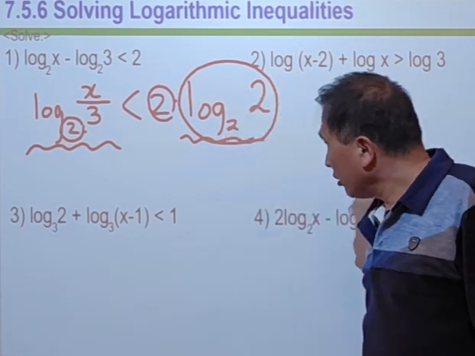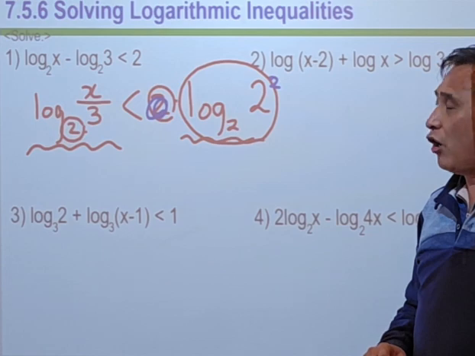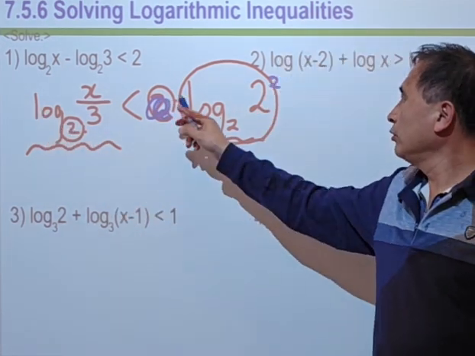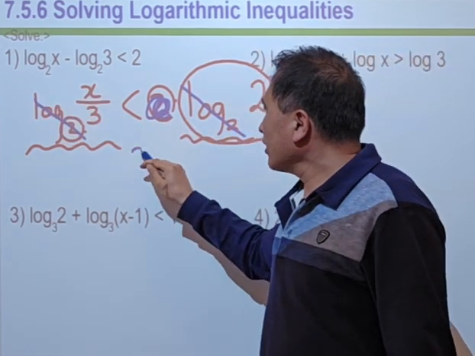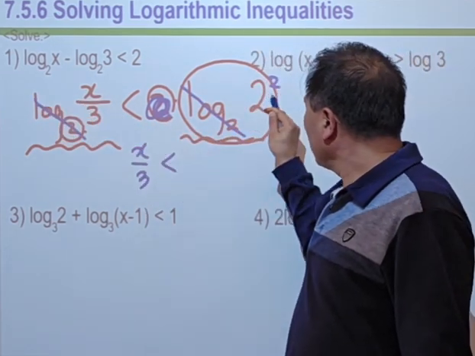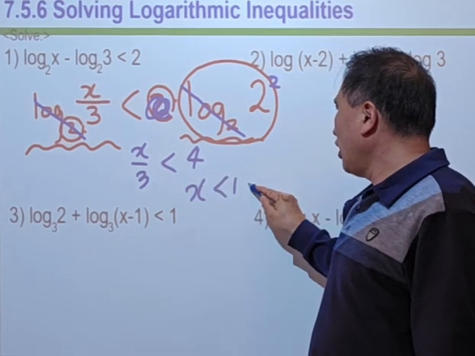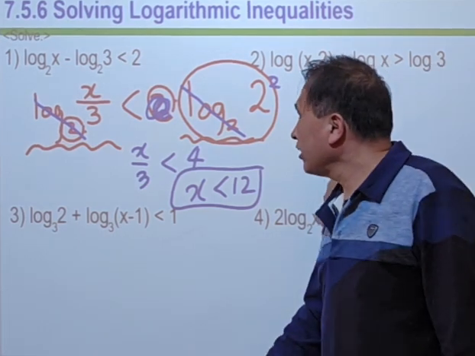Then this 2 can go up to the power of the argument, right? So now we have log base 2 on both sides, the same, so you can cancel this out. So x over 3 is smaller than 2 to the second power, which is 4. So you multiply by 3, x is smaller than 12. That's the answer. Okay, that's kind of easy.